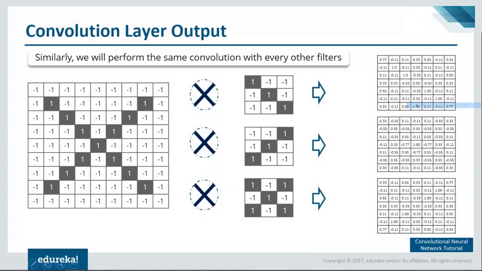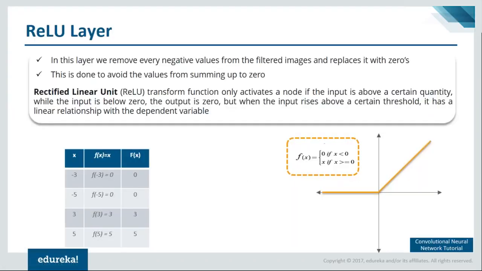So let's move forward and see what happens in the ReLU layer. This is the ReLU layer, guys, and people who have gone through the previous tutorial actually know what it is. Let me just give you a quick introduction. ReLU is nothing but an activation function. What I mean by that is it will only activate a node if the input is above a certain quantity. While the input is below 0, the output is also 0. And when the input rises above the certain threshold, it has a linear relationship with the dependent variable.